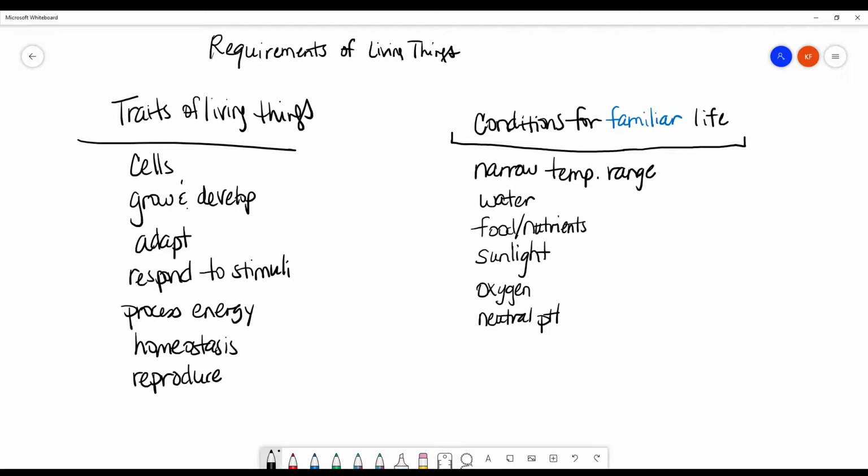So let's try to put together a list of conditions for, I should have erased some. I'm sorry, my handwriting is terrible. It's worse than it usually is on this thing. Conditions for, and this time we're going to talk about extreme life.